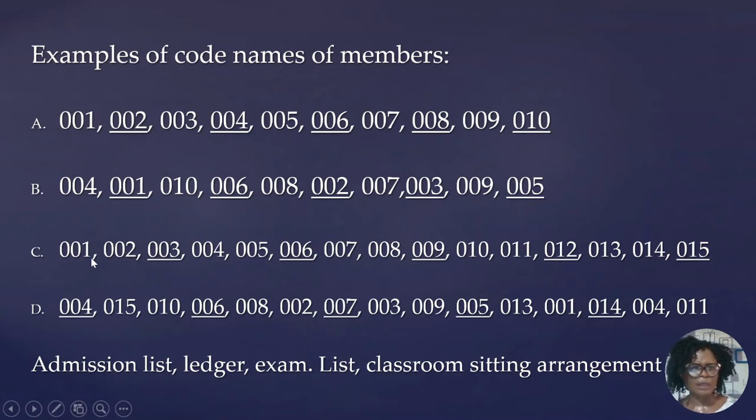Here I decide that you are moving in every 3 because the number of elements is many. So you can increase how you want to choose. Every 3, you choose every 3. Here you can turn and say I'm starting from the first one before moving in 3s. So the same thing: an admission list, ledger, examination list, or classroom sitting arrangement can be done using this method.